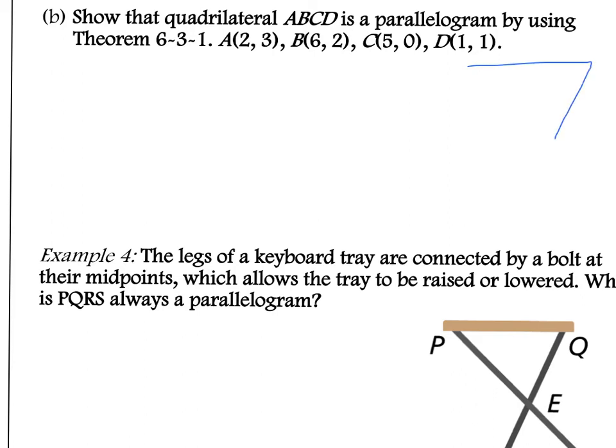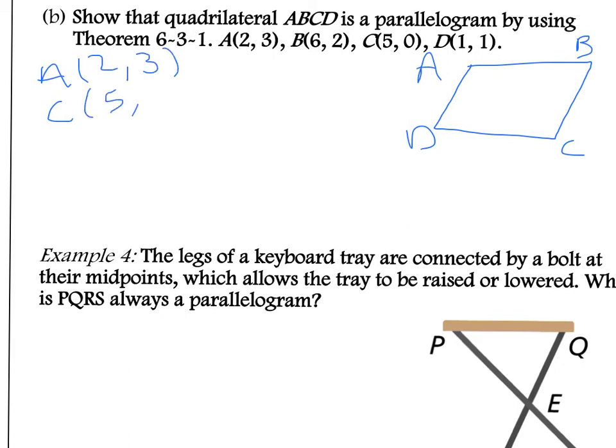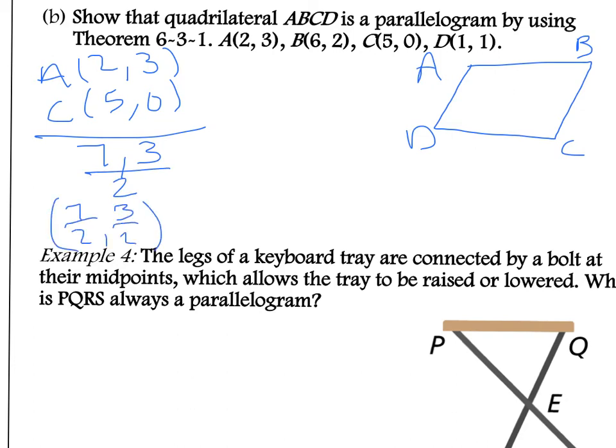So again, you can always graph these on a coordinate grid if you want to make sure that you're doing everything properly. You can do that. As time goes on, we'll try not to do that as much. So I'm going to start with A and C. So I have (2, 3) and (5, 0). When I add those up and divide by 2, I get that their midpoint is at (7/2, 3/2). Remember, I'm doing the diagonal, so I want to do the ones across from each other.